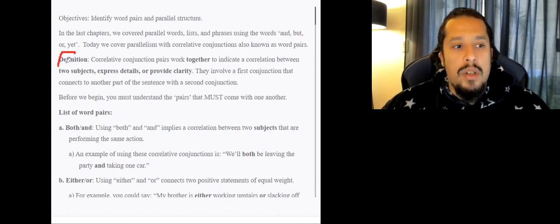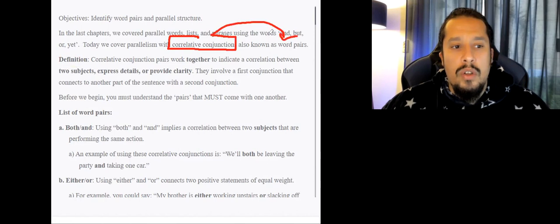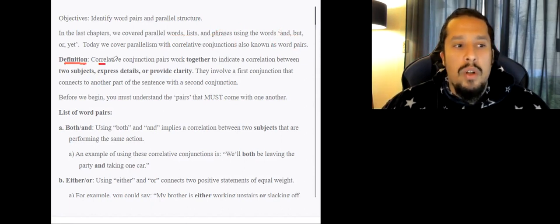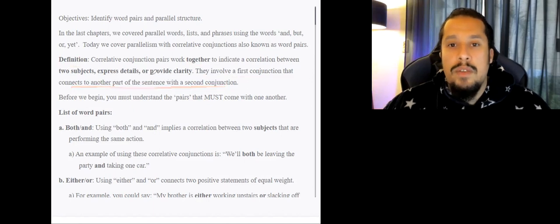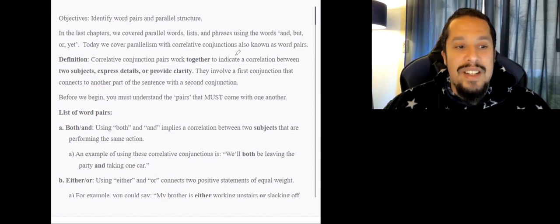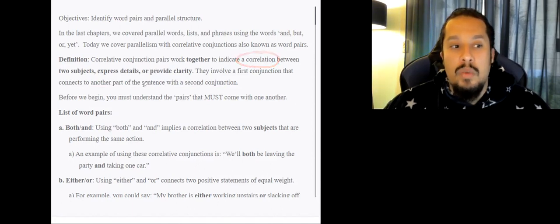So, definition, right? Word pairs, I'll call them, by the way, correlative conjunctions. They are called word pairs. So if you hear me say correlative conjunctions, I'm also referring to them as word pairs. So the definition, a correlative conjunction, pairs work together to indicate a correlation between two subjects, express details, or provide clarity. They involve a first conjunction that connects to another part of the sentence with a second conjunction. So that's the function here. Correlative conjunctions create correlations, which means to create relationships.